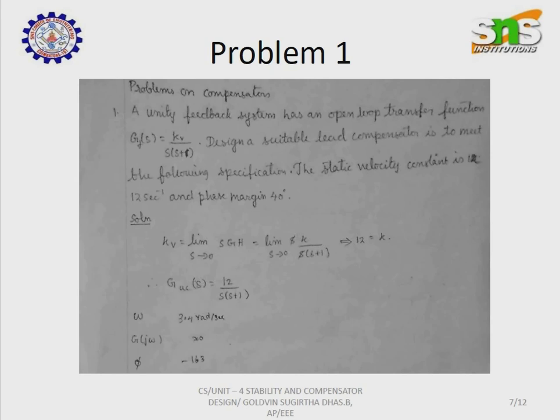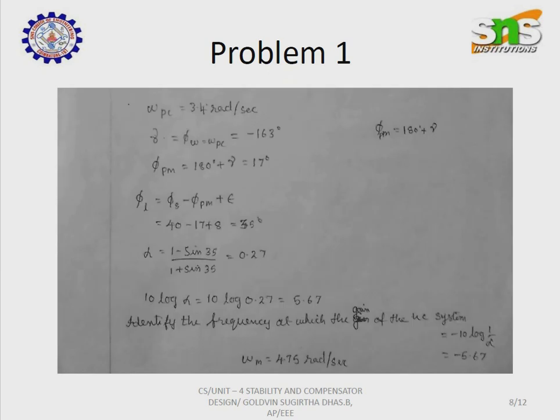So it will be for a value of omega equal to 3.4 radian per second. So using that value, we are going to proceed further. Now we have to find the gamma value at omega equal to omega pc, that is at the point where the gain margin is 0. So gamma is equal to minus 163. So we know the formula phi m is equal to 180 plus gamma. From that we will be able to find phi m, which is equal to 180 plus gamma, which is equal to 17 degree.